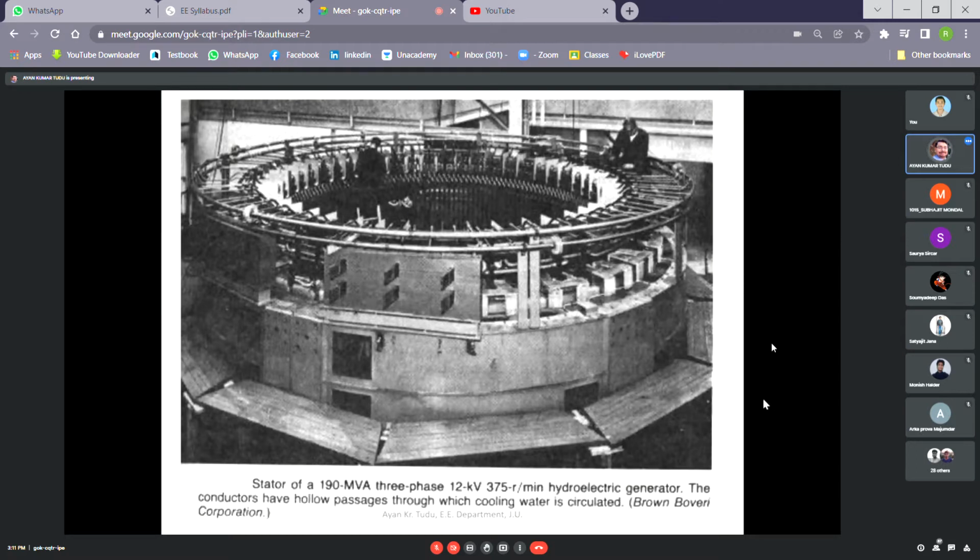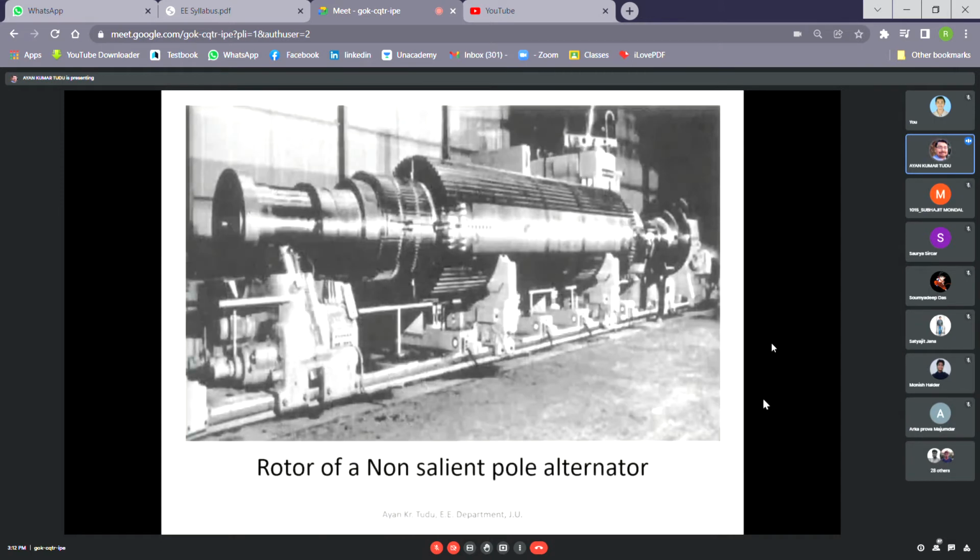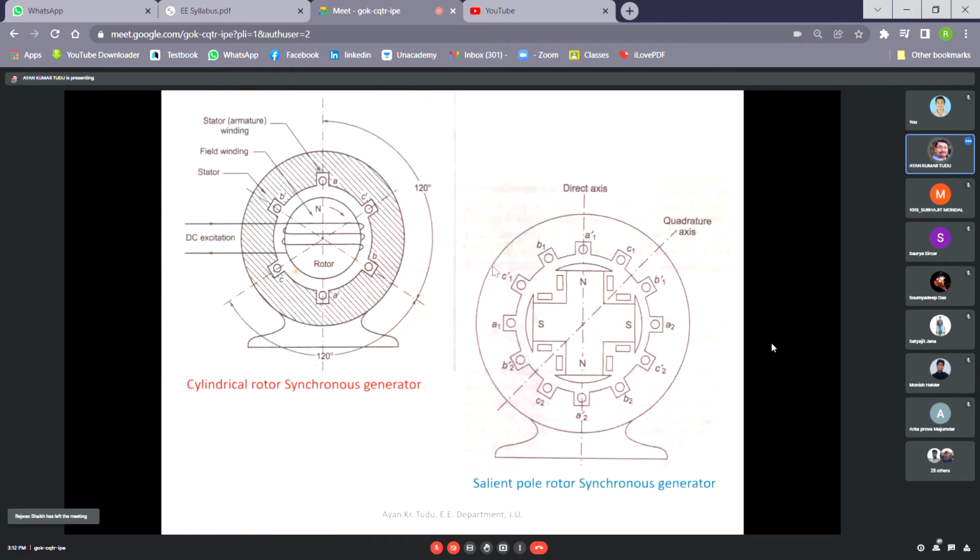compared to our cylindrical rotor synchronous generator. So this is the rotor for a salient pole alternator. As you can see, you have projected poles, large diameter, short rotor. Whereas for a cylindrical rotor synchronous generator, here you can see the rotor of a non-salient pole alternator, that is, a cylindrical rotor type. Here again, we have a long rotor, but the diameter is pretty small compared to the previous case. So this is the typical figure of a cylindrical rotor synchronous generator, and this is the salient pole rotor type synchronous generator.